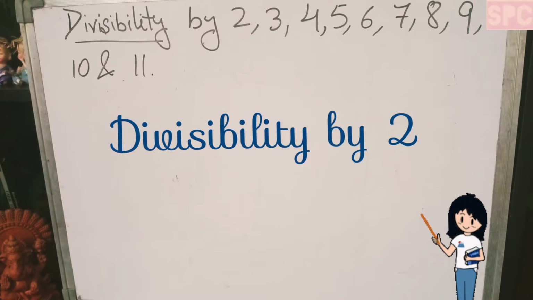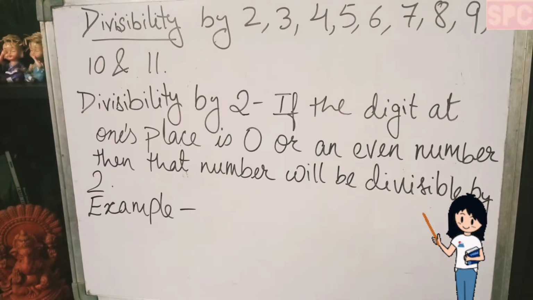So children, let's start. First, we will check the divisibility of any number by 2. Children, it is very simple to check whether any number is divisible by 2 or not. We just have to see the number at ones place. If the number at ones place is 0 or it is an even number, then in that case, that number will surely be divisible by 2.